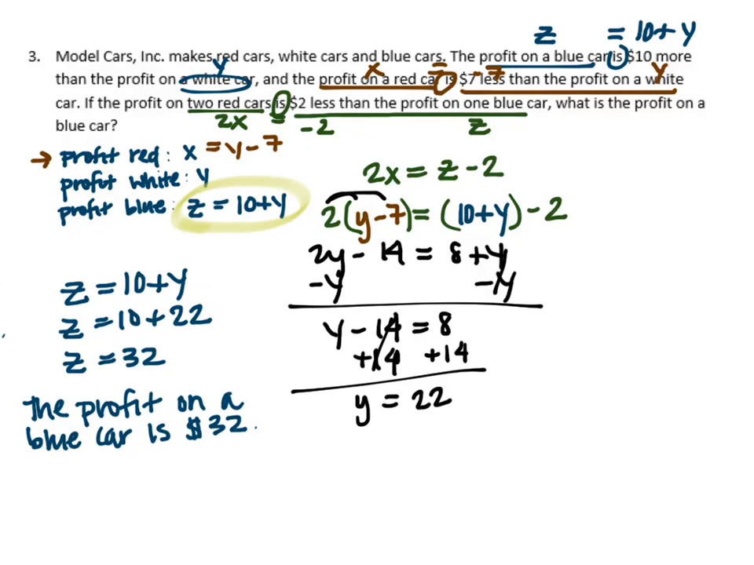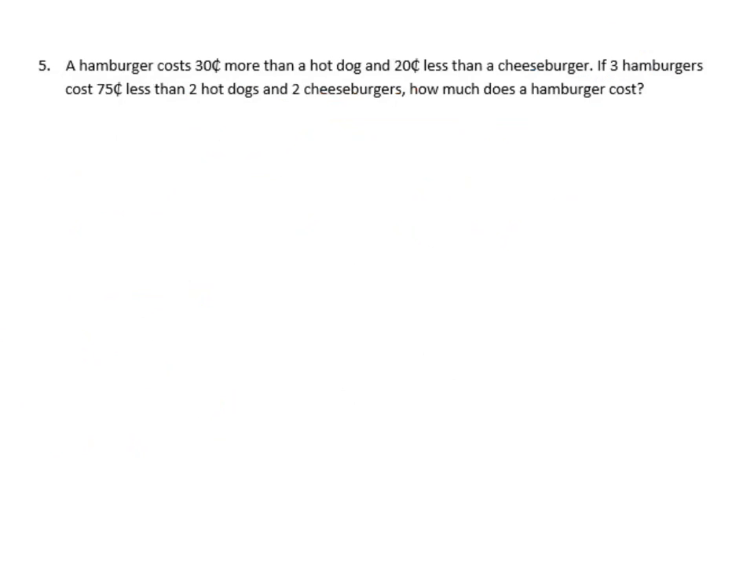Now let's take a look at the question number 5, and that has to do with hamburgers, hot dogs, and cheeseburgers. Kind of makes you hungry. This 5th question says a hamburger costs 30 cents more than a hot dog and 20 cents less than a cheeseburger. If 3 hamburgers cost 75 cents less than 2 hot dogs and 2 cheeseburgers, how much does a hamburger cost? So the ultimate goal is to figure out how much just the hamburger costs.